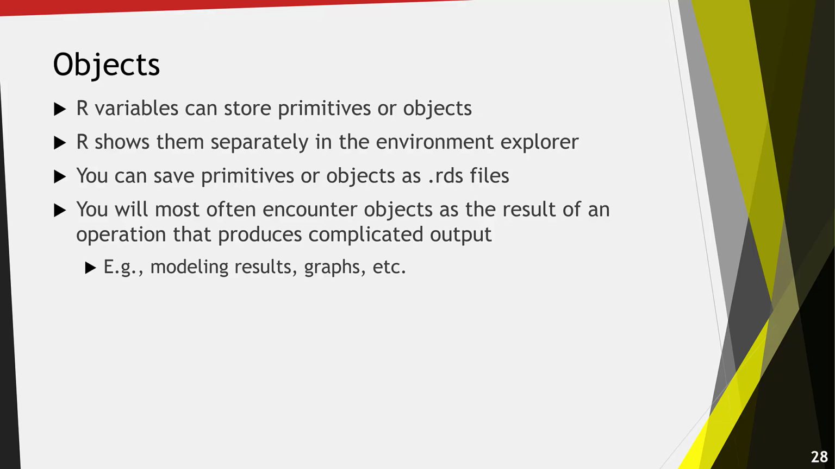While R can store primitives or objects in variables, it shows them separately in the Environment Explorer, so they'll show up in separate tabs of the Environment Explorer. You can save primitives or objects as RDS files. Primitives are probably not so useful, you'll be saving one number, but definitely sometimes you'll want to save objects as RDS files. You're probably not going to make any objects on your own in this class.